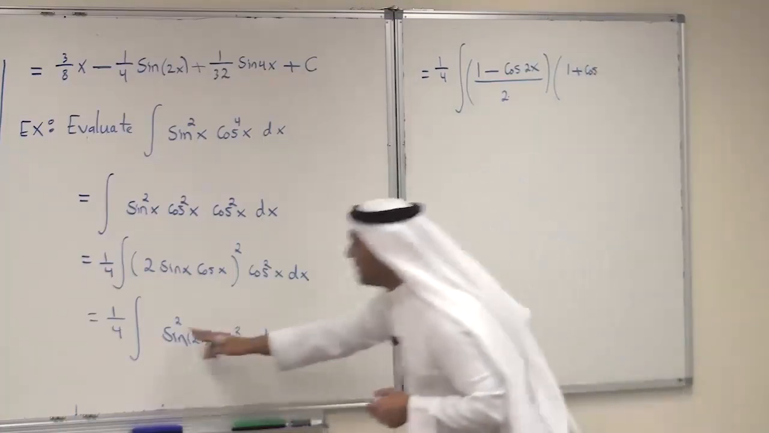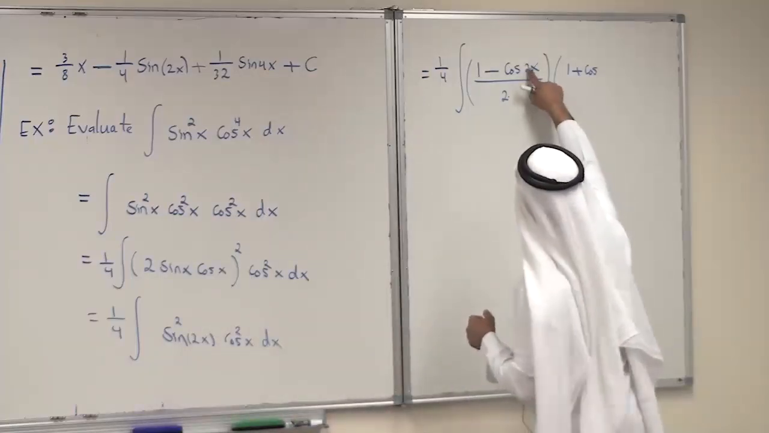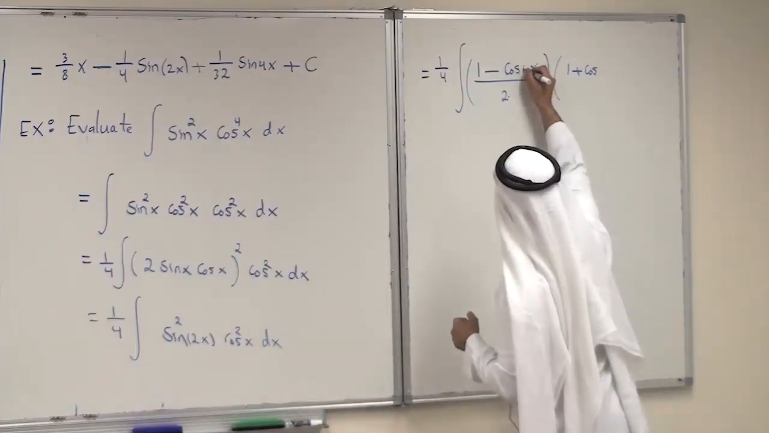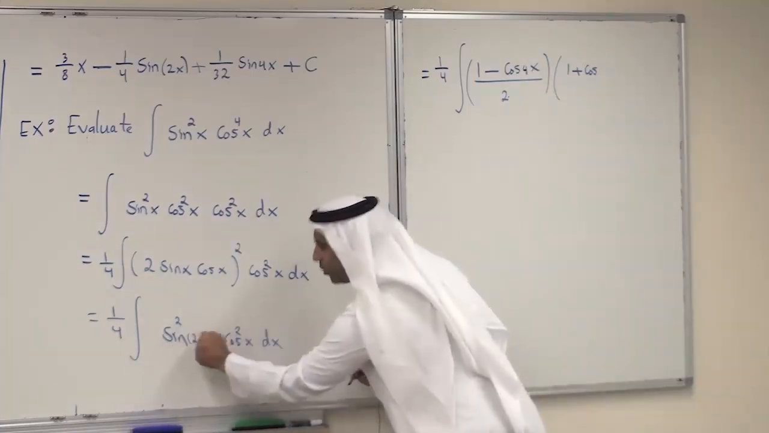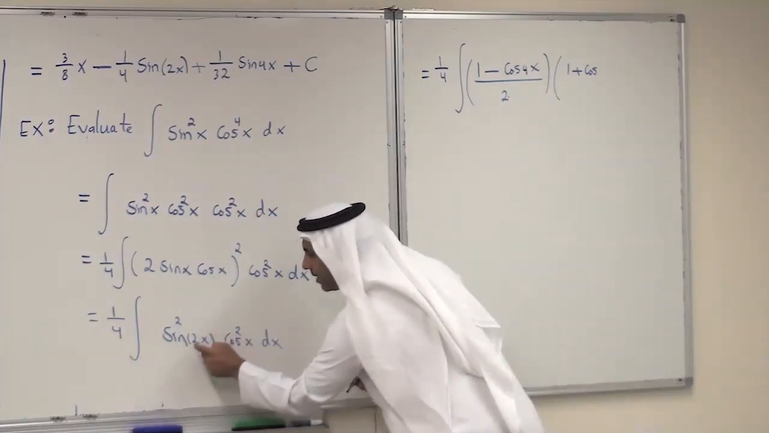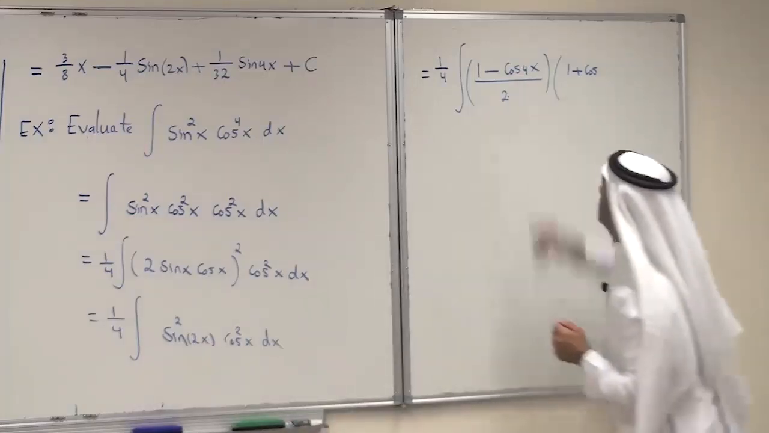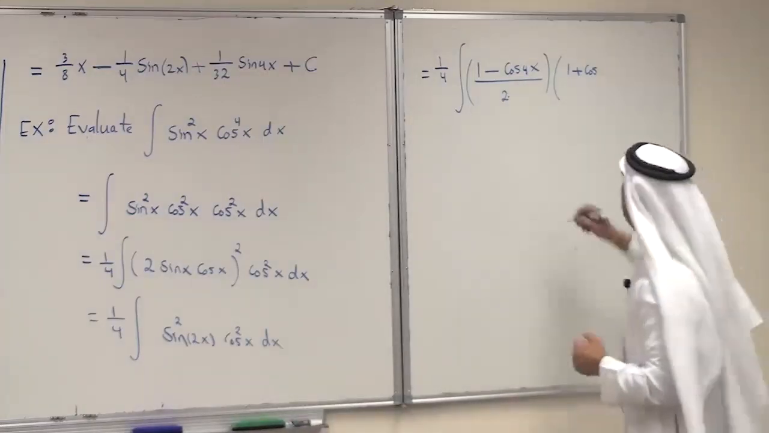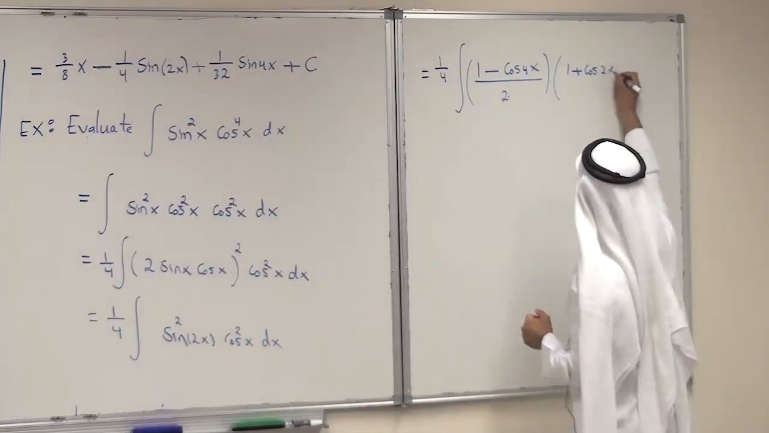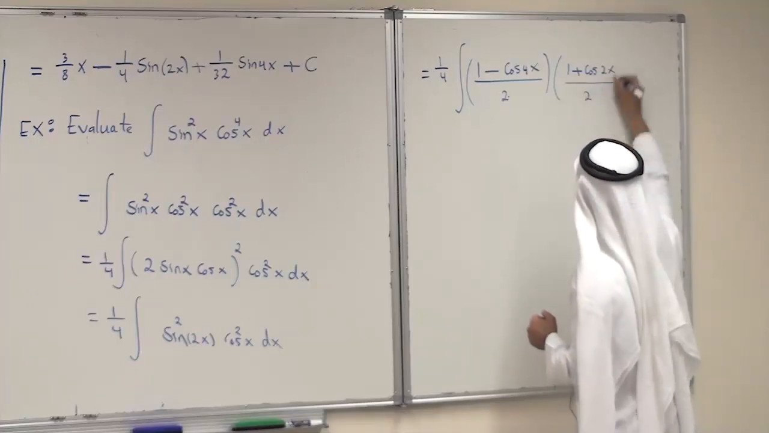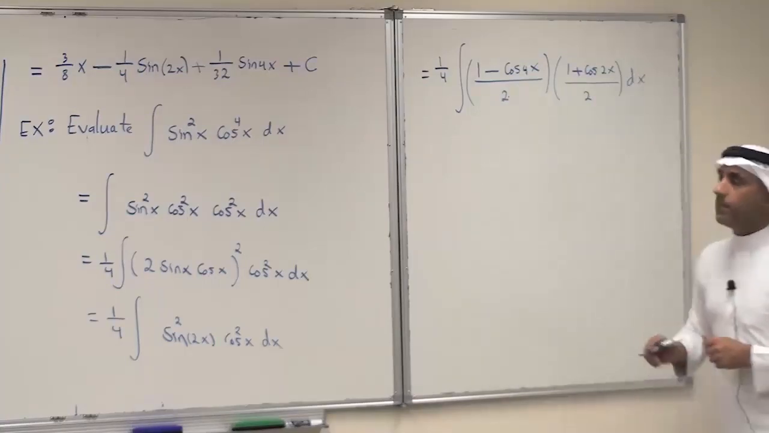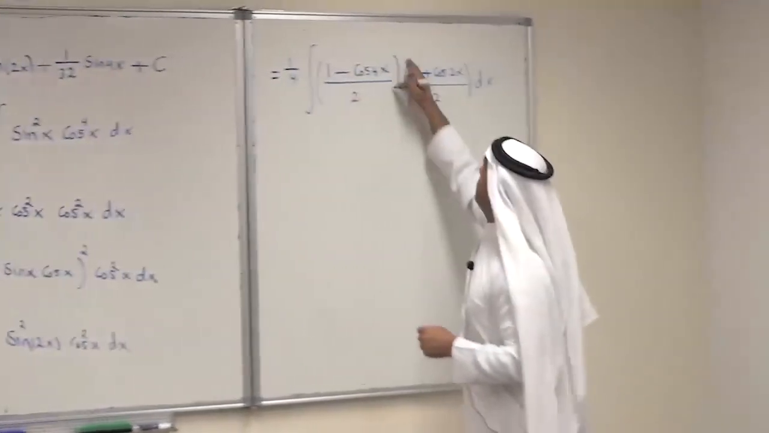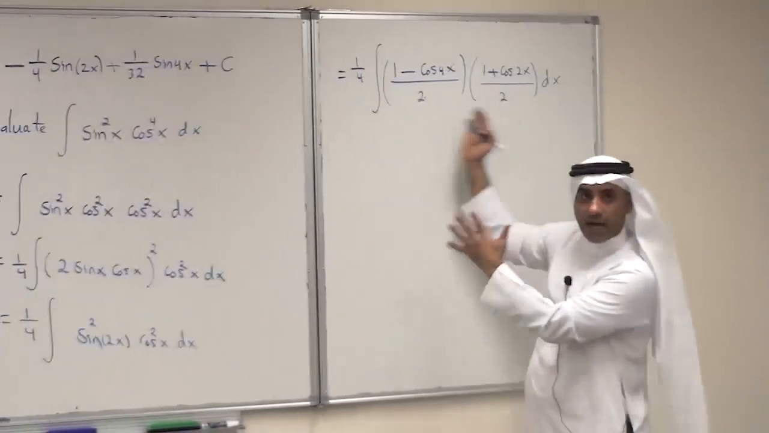Okay, here we have sine squared of 2x. When we use the half angle identity, this will be what? This will be 4x, isn't it? Because I'm taking the half angle identity of sine squared of 2x here, so the double angle will be 4x. And the next one will be 1 plus cosine 2x divided by 2. Fine. This is multiplied by dx, and we have 1 over 4 outside. I have 1 over 2, I have 1 over 2, that's 1 over 4. I will take it outside.